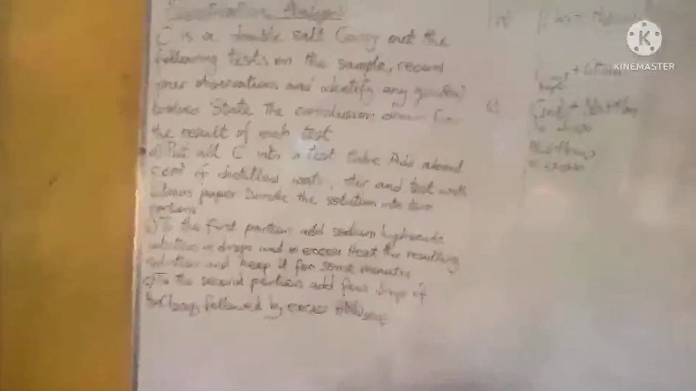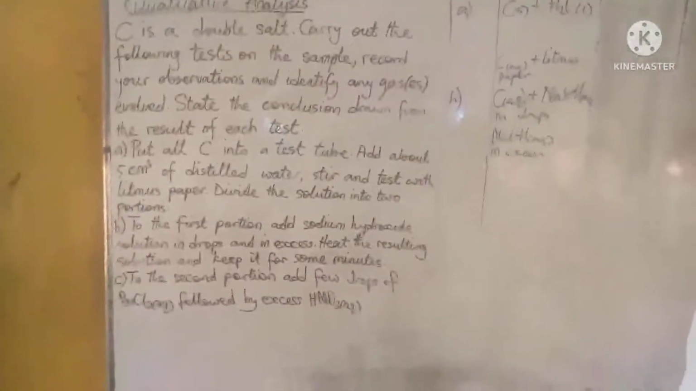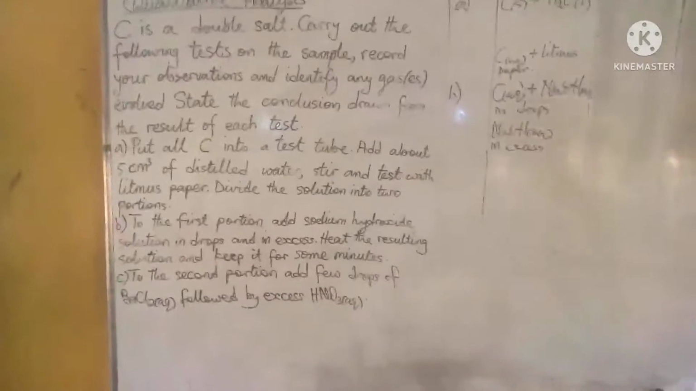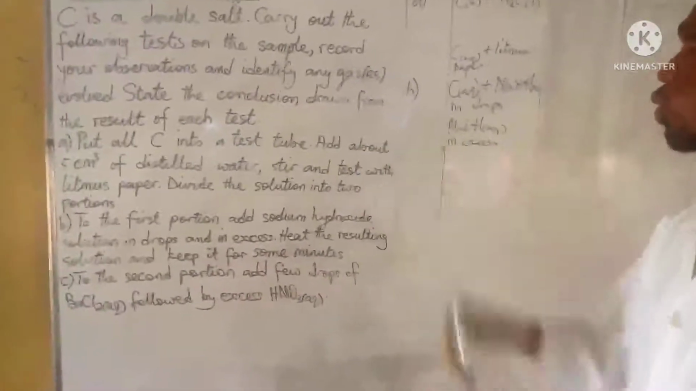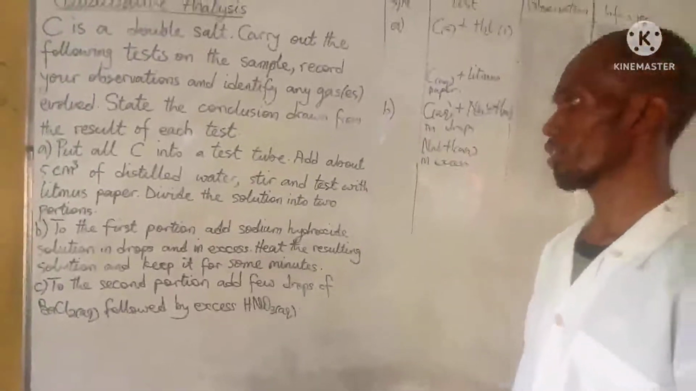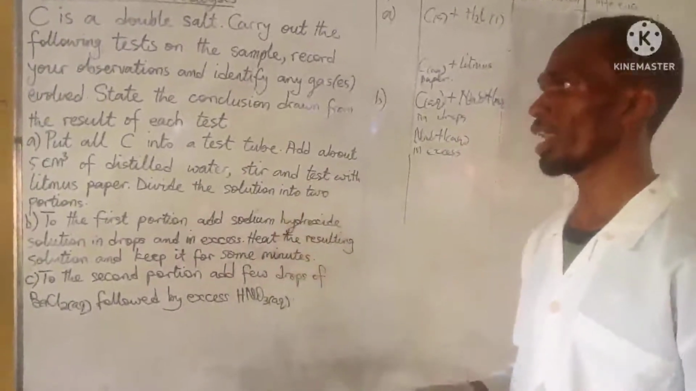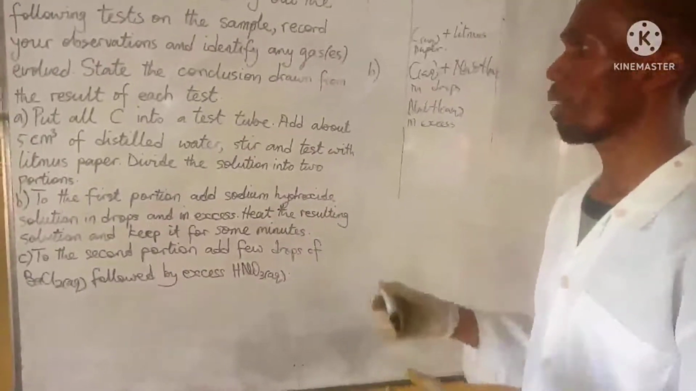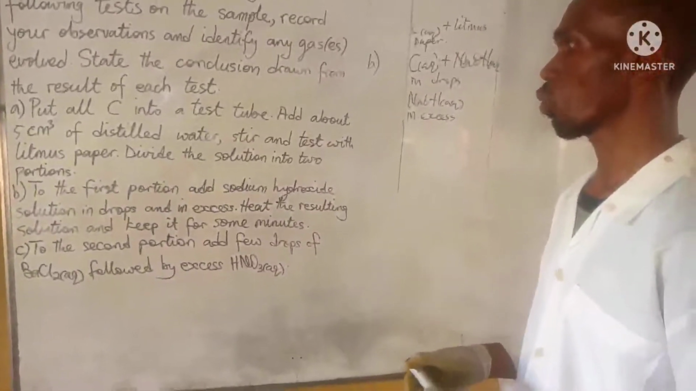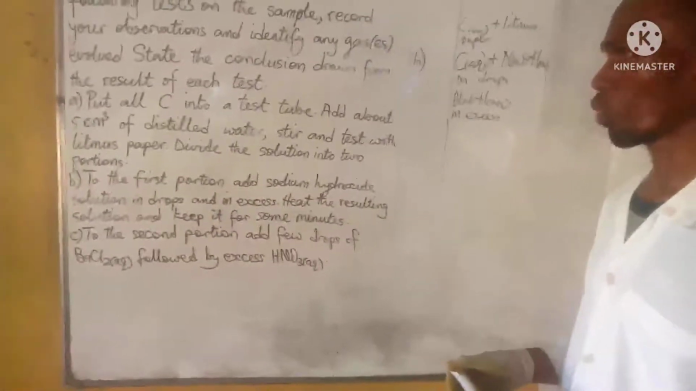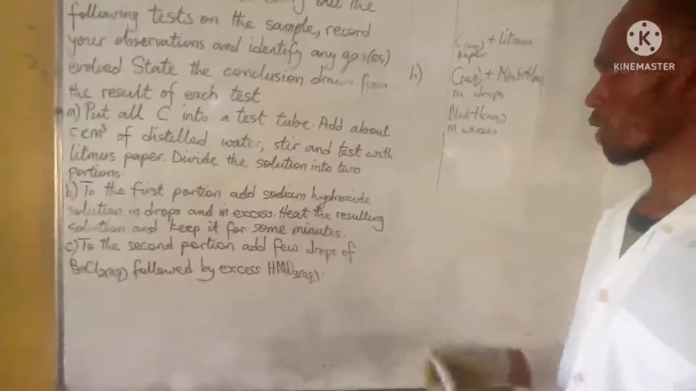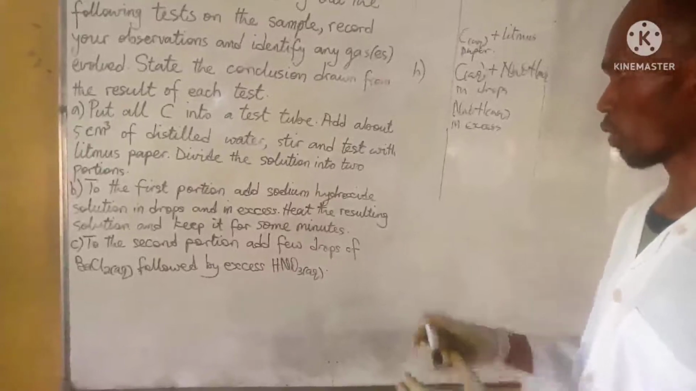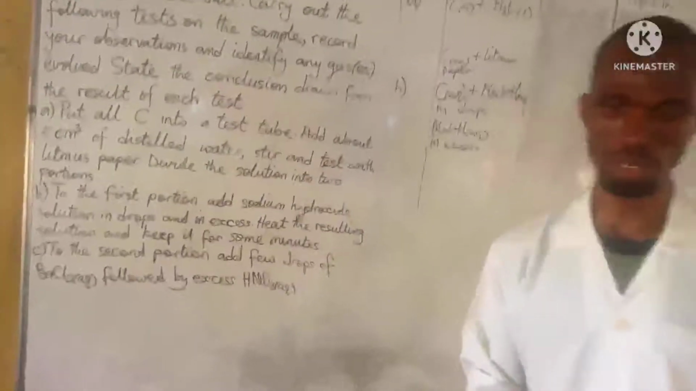C is a double salt. Carry out the following test on the sample, record the observations, and identify any gases evolved. State the conclusion drawn from the result of each test. Now let's go to the first one, A. Put all C into a test tube, add about 5 cm cube of distilled water, stir and test with litmus paper. Divide the solution into two portions. Let's carry that one out first.